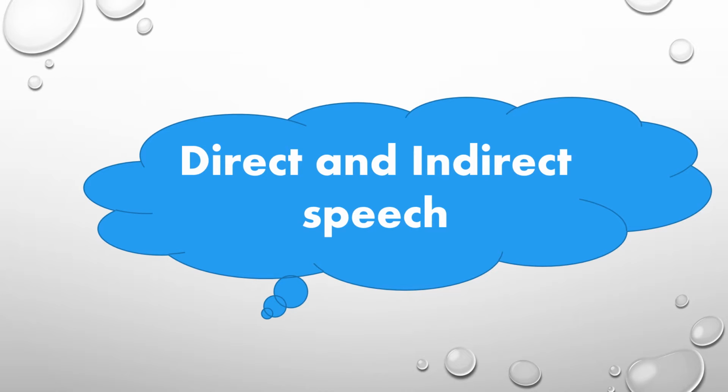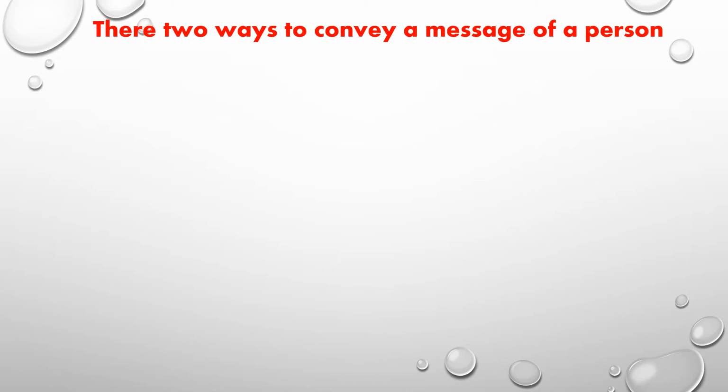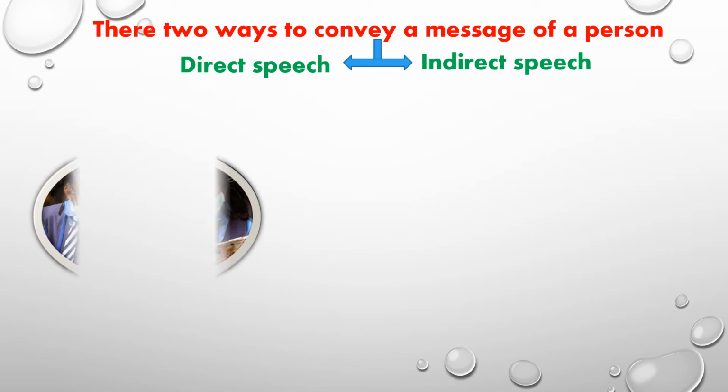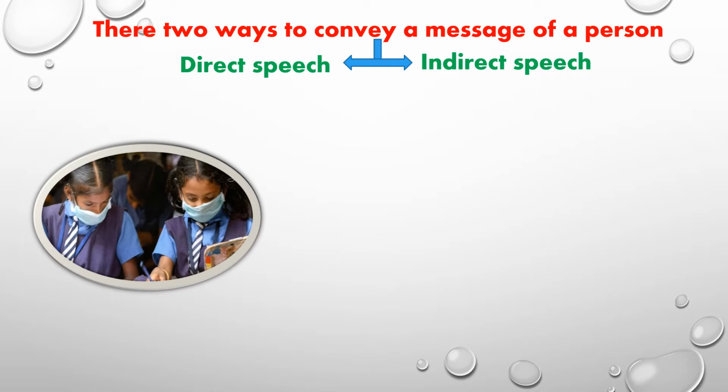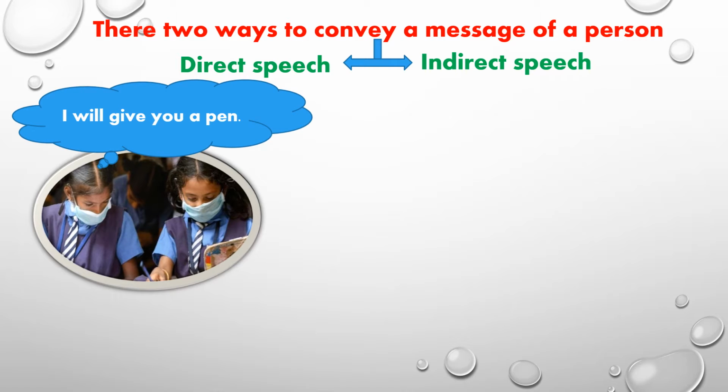The grammar class. In this lesson, we will discuss direct and indirect speech. There are two ways to convey a message of a person. First one, direct speech. Next one, indirect speech. Suppose your friend whose name is Sudha tells you in school, "I will give you a pen."